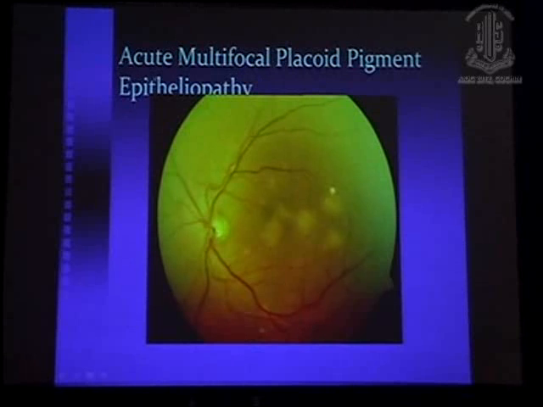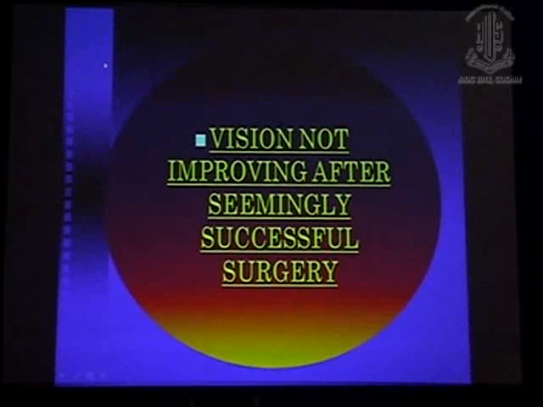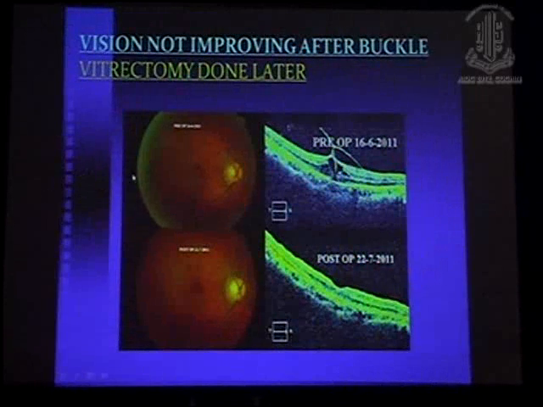But you have to keep a watch on these patients. Then patients of acute multifocal placoid pigment epitheliopathy, again showing improvement after the treatment with steroids. Now, there are certain patients where you operate but you do not get an improvement in vision, and there again the OCT helps you, because see, this is a patient who is buckled but his vision didn't improve.